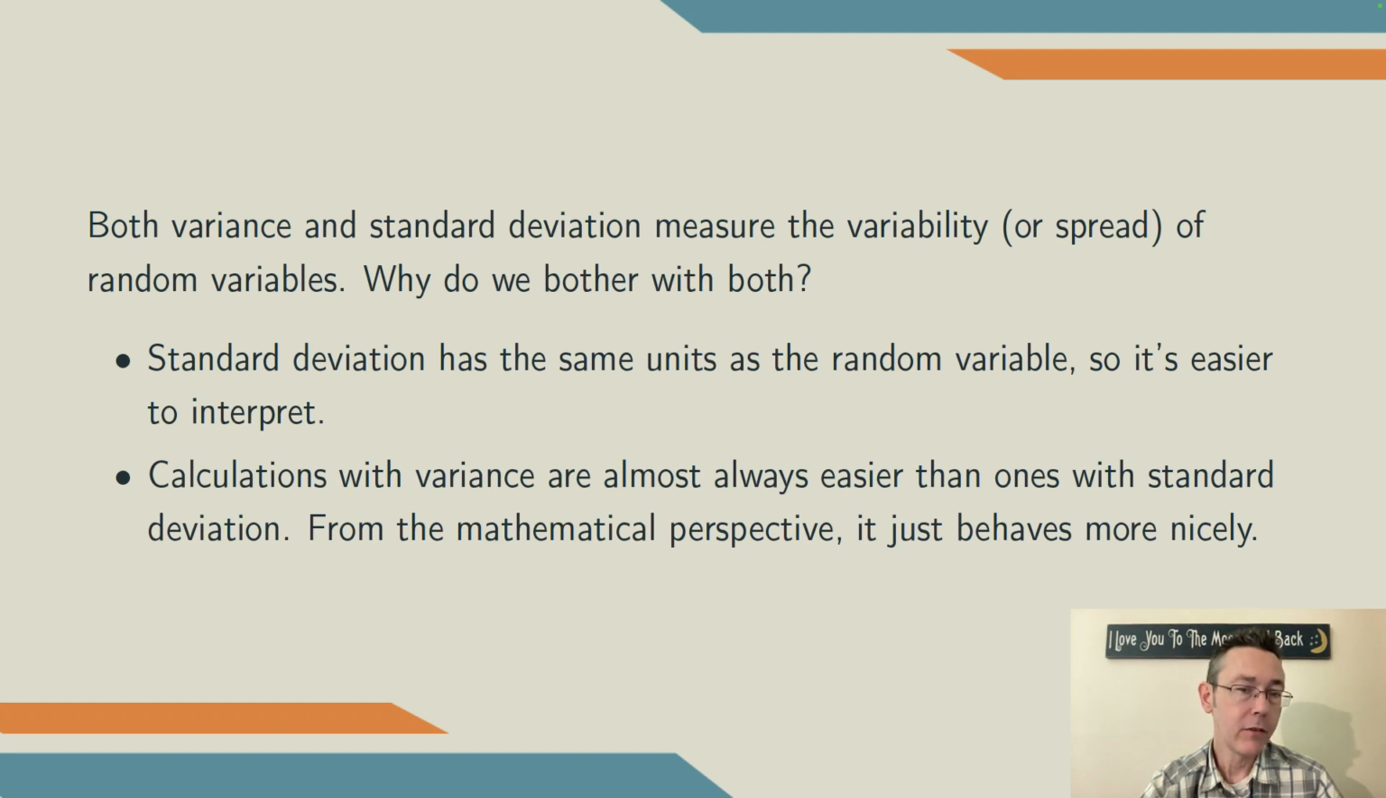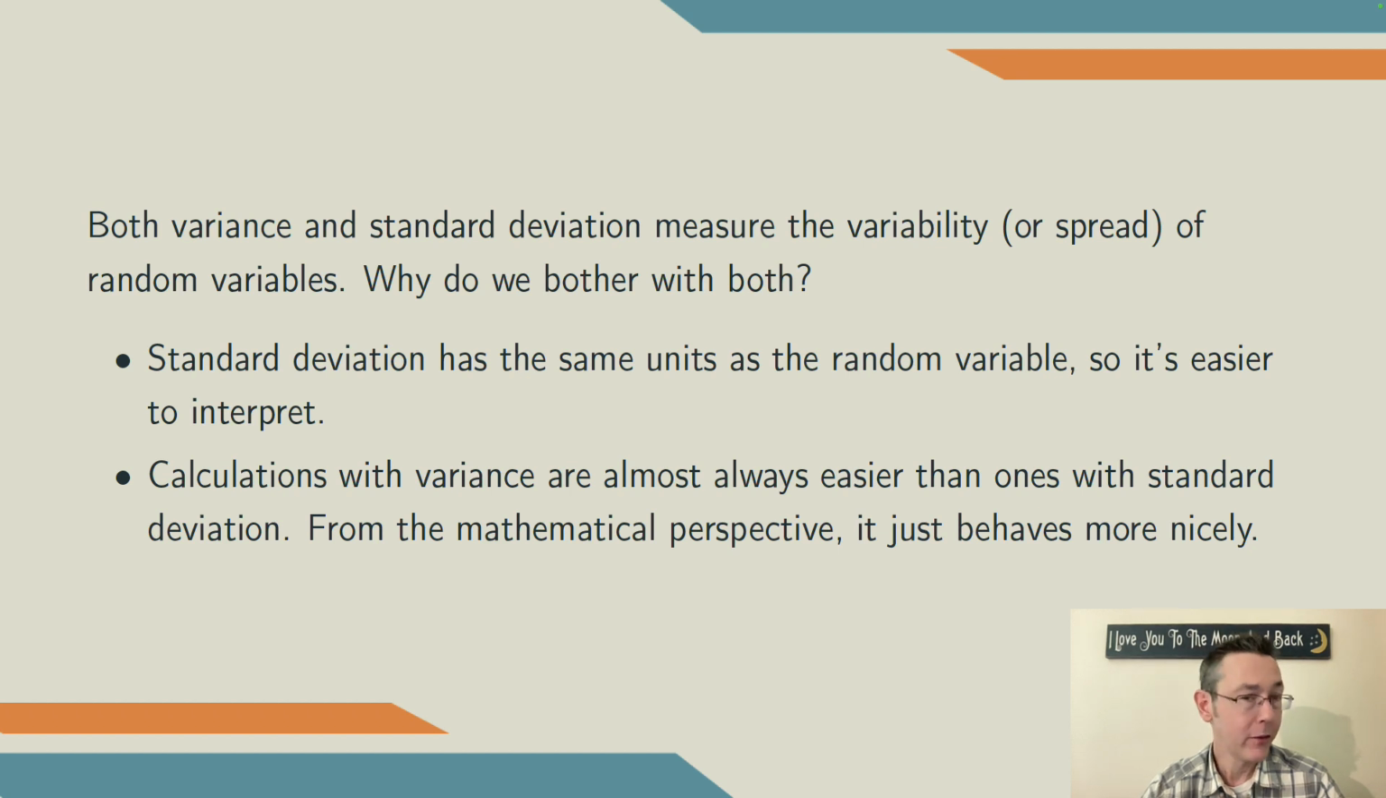Now, both standard deviation and variance are measuring the variability or spread of a random variable, so why do we bother with both? Well, standard deviation has the same units as the random variable that you're looking at, and so it's easier to interpret, as we have seen a couple times in this video. By contrast, variance is harder to interpret. It's more abstract, and so we don't usually talk about it too much in the context of college statistics.